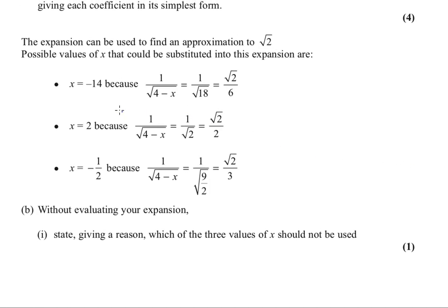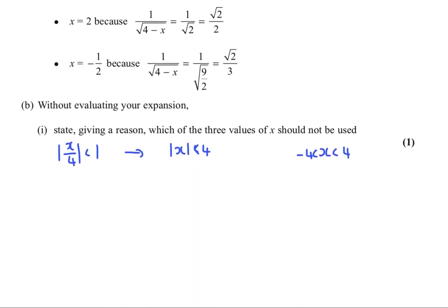B says we can do 2 substitutions to work out an approximation for root 2, because all of these have a root 2 in their answer. And it says one of them shouldn't be used. Now I've just said in part A that the expansion is valid as long as the modulus of x over 4 is less than 1, which means that the modulus of x needs to be less than 4. So that's x being between minus 4 and 4. So if we look at that, then it's the top one, x equals minus 14, is not suitable.